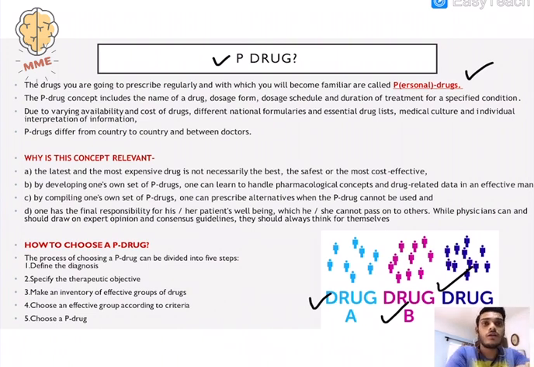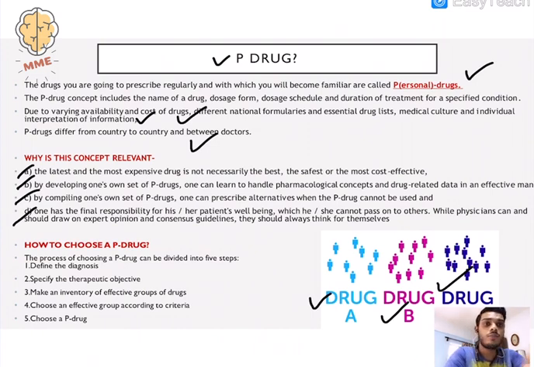And the concept of P drugs becomes relevant because of varying availability and cost of the drugs, which differ from country to country and doctor to doctor. Okay. And why is this concept relevant? This concept is relevant because the latest and the most expensive drug may not be the best. And by developing one's own set of P drugs, we can learn to handle pharmacological concepts and drug-related data in an effective manner. And we can prescribe alternatives. And one has a final responsibility for his or her patient's well-being, which he cannot pass on to others. Obviously, because I know everything about the drugs, I am prescribing them being fully aware of all the side effects, and the pros and cons, right? So I must take full responsibility if anything goes haywire.